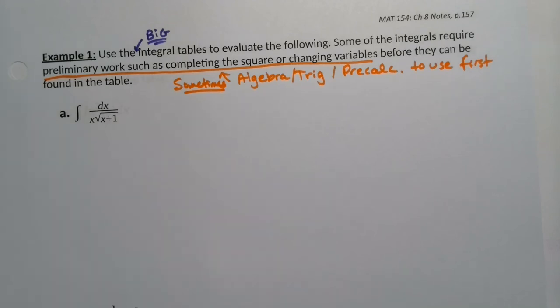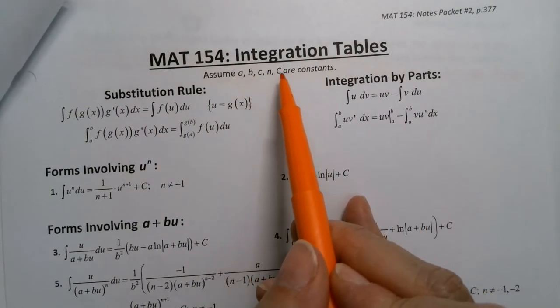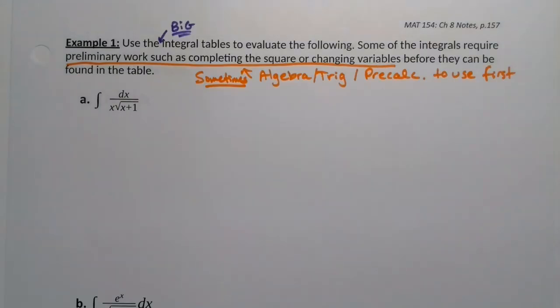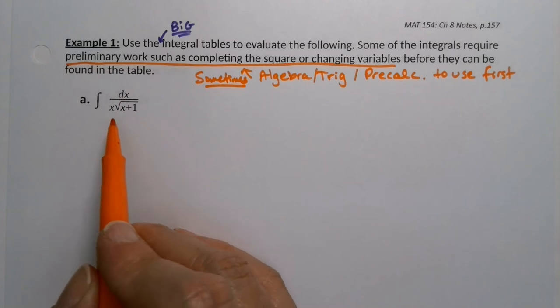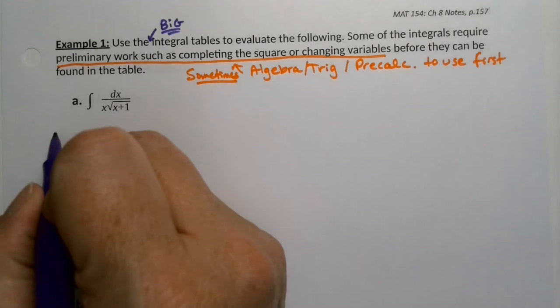So a would be 1, because a's are constants. Remember the way these tables are set up: a, b, and c are always constants. x is your variable, and u is your variable. So if I look at this one, it's sort of written in a plus bu form. So actually it definitely is. So let me rewrite that.